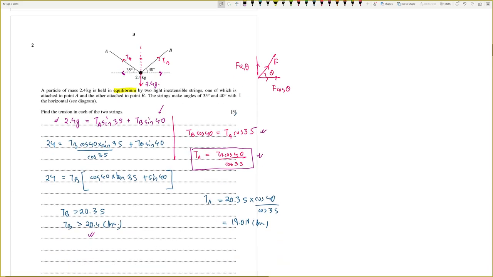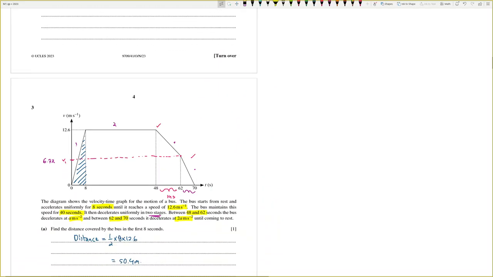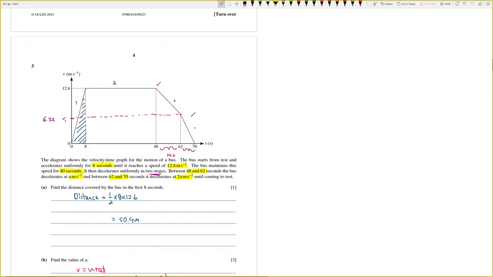Moving on to question number 3. So this is a velocity time diagram. Find the distance covered by the bus in the first 8 seconds. So we know that the area under the velocity time graph is actually the displacement, the change in displacement. As you can see, in the first 8 seconds it's a triangle. So it's simply going to be half into base into height, which is half into 8 into 12.6. We get an answer of 50.4 meters.